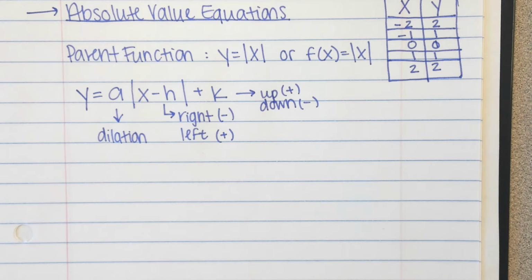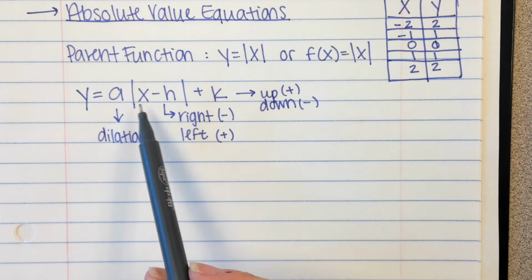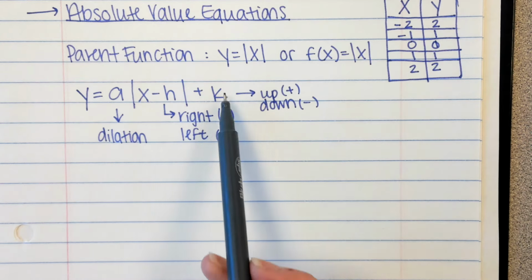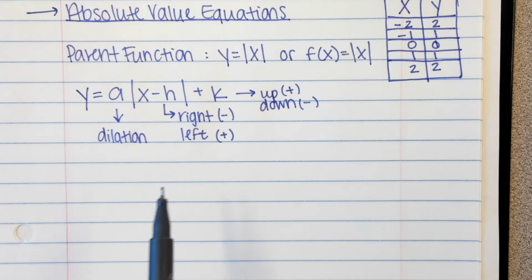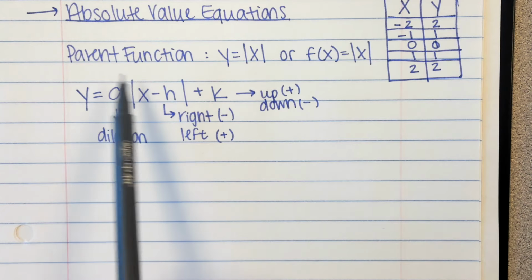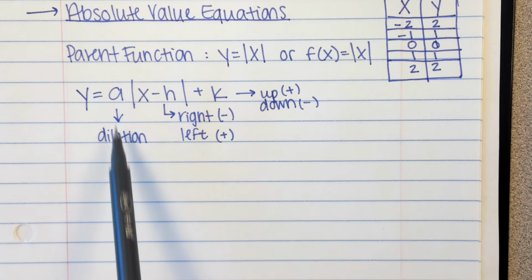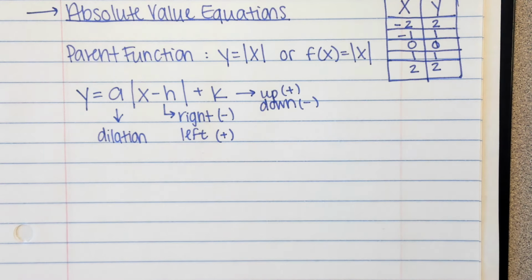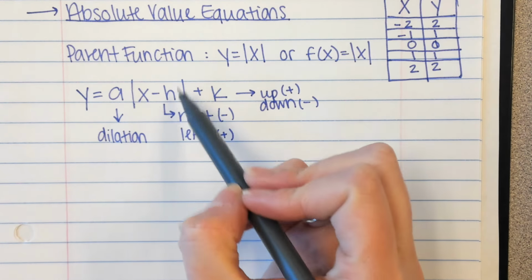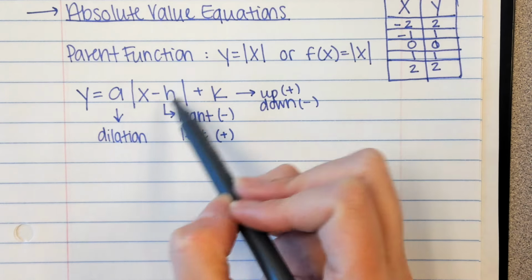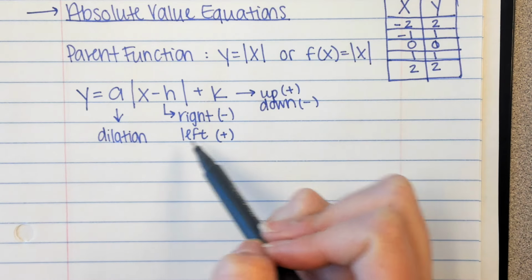Okay, here's the general form of an absolute value equation. So you're always going to have y, the absolute value bars, and x, but you can throw in some other constants and change things around. If you have a number in front, that gives us a dilation. That makes it fatter or skinnier, okay? You can have a number on the inside with x, and that moves it right or left.